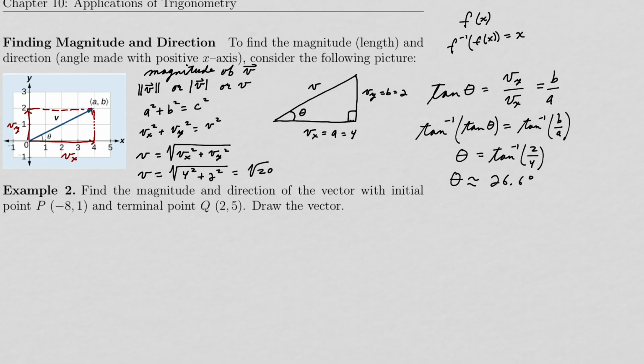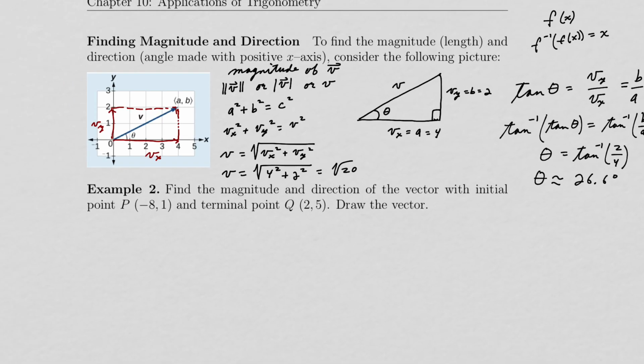Okay, so that gave me the magnitude. The length of vector v was square root of 20. And the direction, the angle theta here, is about 26.6 degrees. So knowing that, again, use the Pythagorean theorem to find the magnitude, use inverse tangent to find the direction. Let's see if we can do some examples here.